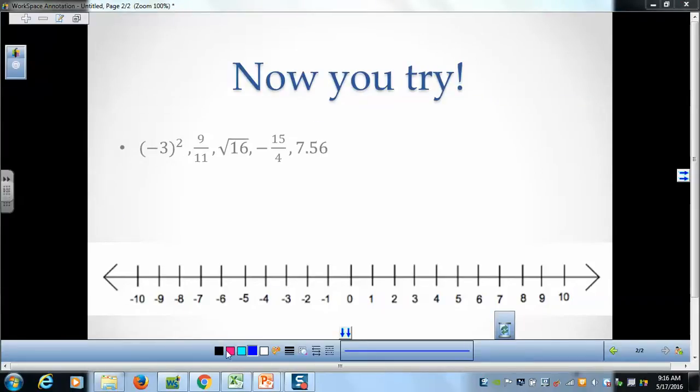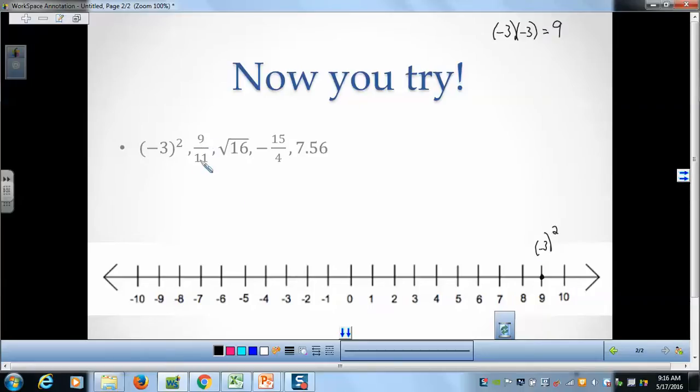All right, if we go back and think about what we talked about with exponents, I'm going to do that right up here. Negative 3 squared would be negative 3 times negative 3. Remember, a negative times negative is positive, and then 3 times 3 is 9. So that would be exactly 9. So I'm going to put a dot right there, and then I'm going to just label that one.